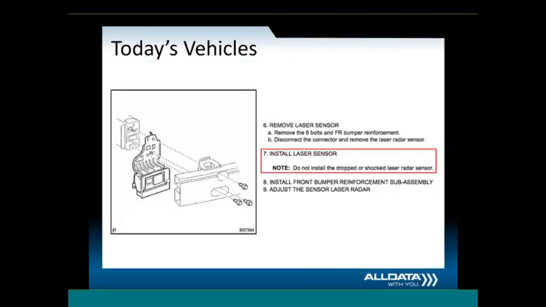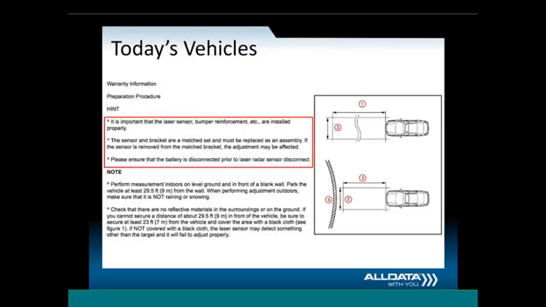He found that the installation procedure was for an adaptive cruise control laser sensor. Now, the OEM information procedure says not to install the dropped or shocked laser radar sensor. But okay, there's no visible signs of damage to this module. So now what? Well, upon further investigation, the shop went on to find a technical service bulletin from the manufacturer that states the sensor and the bracket are a match set and must be replaced as an assembly. If this sensor is removed from the match bracket, the adjustment may be affected.